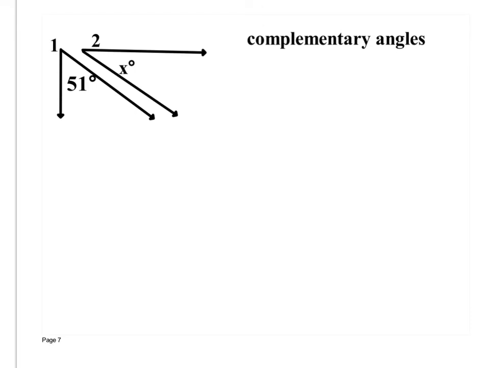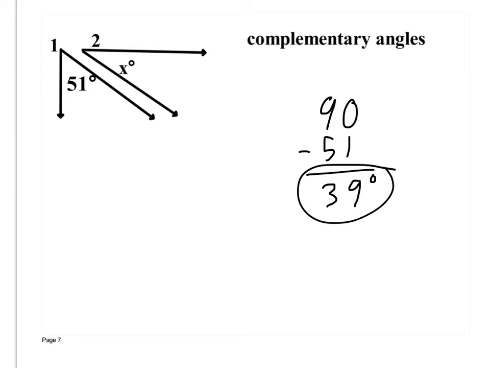All right, so it says these two angles are complementary angles. Angle 1 is 51 degrees. Angle 2 is X degrees. So I know complementary is 90, so I subtract 51 from 90. And I would get 39 degrees. So angle X is 39 degrees. Any questions?